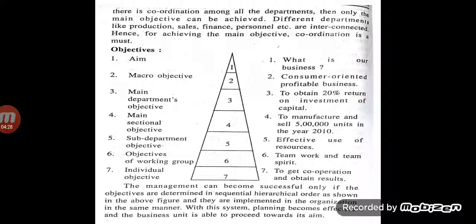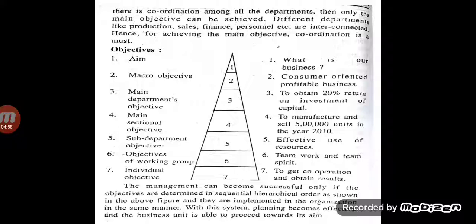Now the second objective is the macro objective. The macro objective is ultimately the overall objective of the business. Which types of questions can give the answer related to the macro objective? For example, consumer-oriented profitable business or market-oriented profitable business. Which type of business must it be, which orientation must the business have? So we can get the answer for the macro objective of the business.